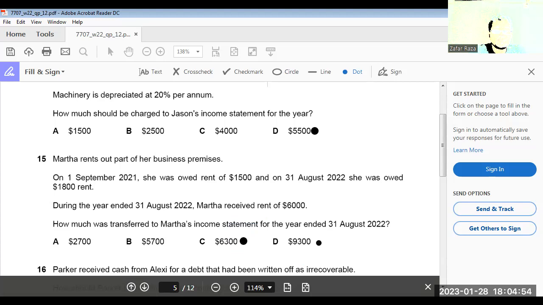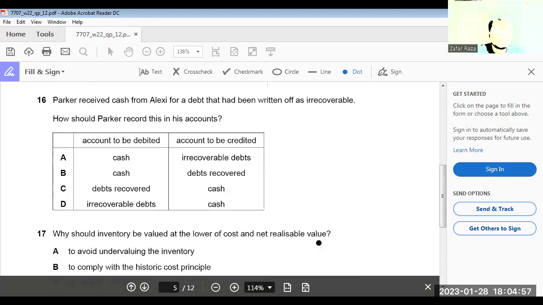Now come to 16. Parker received cash from Alexi for a debt that had been written off as irrecoverable. Now, how should Parker record this in his account? This is very simple. He has received cash. These two options are useless. When we are receiving cash, cash is not going to be credited. Are you getting my point there? So two options remain, and definitely B option is the answer.